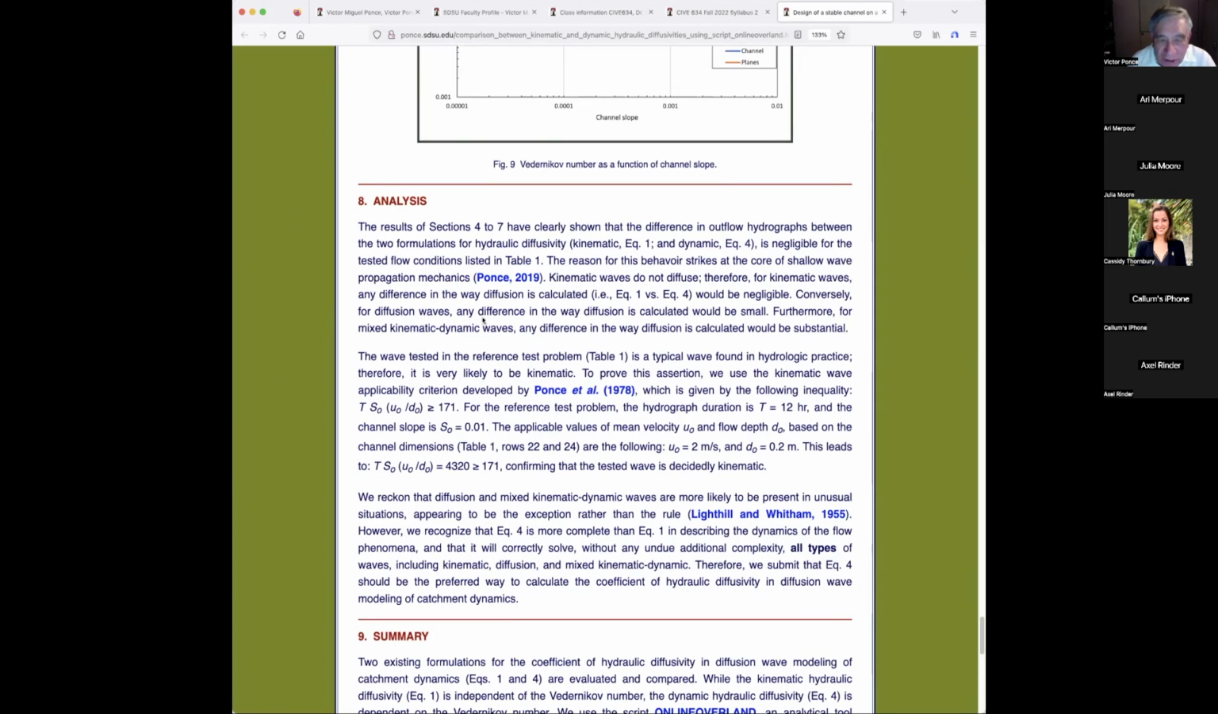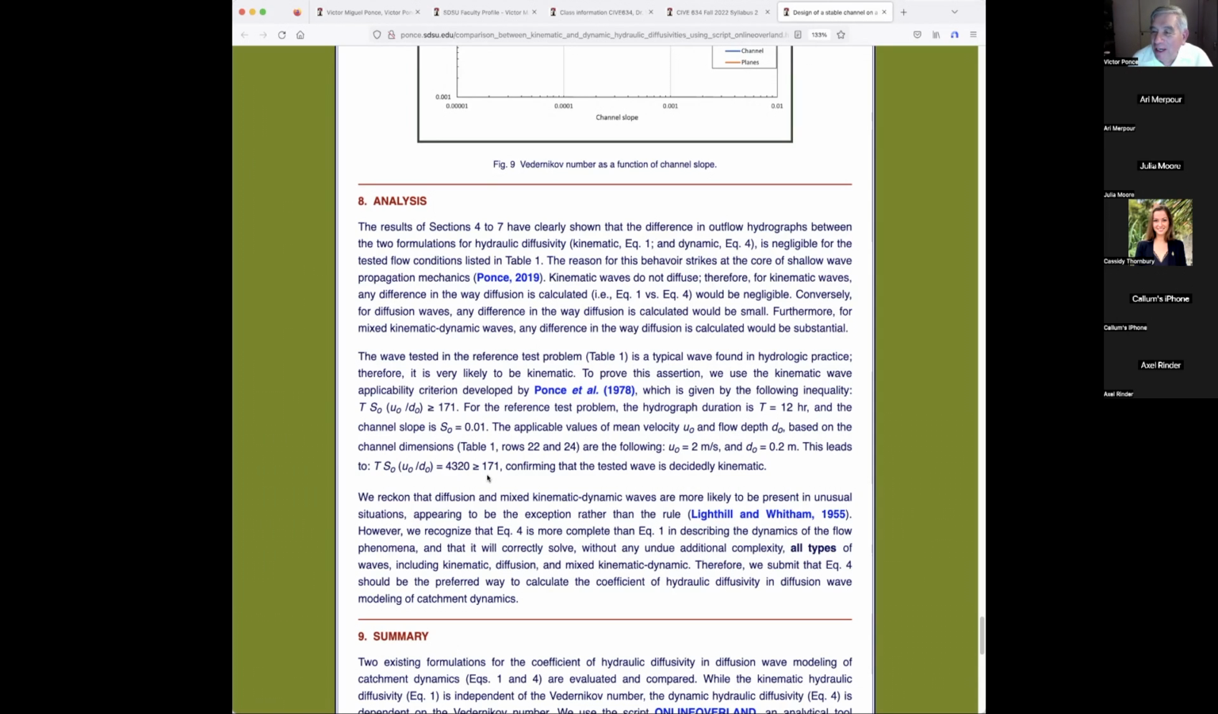Conversely, for diffusion waves, any difference in the way diffusion is calculated would be significant. So the question is, this wave that we're trying, what is it, kinematic or diffusion? The wave tested in the reference test problem, which is a standard wave, by the way, is a typical wave found in hydrologic practice. So it is very likely to be kinematic. To prove this assertion, we use the kinematic wave number, and we get 4320 greater than 171. So this wave that we're trying over there is extremely kinematic, 10 times more kinematic than it needs to be.